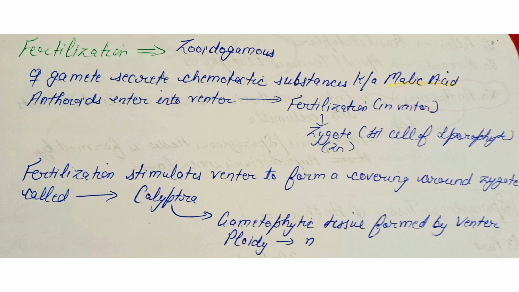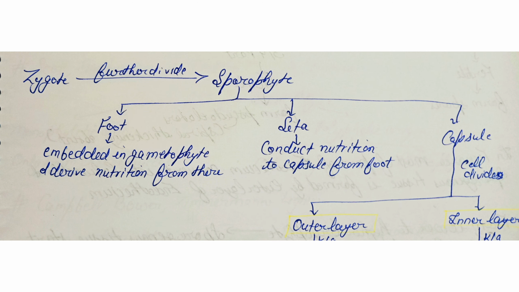This is a very important question about calyptra, as it is a gametophytic tissue which is formed by the venter. Most of the time the ploidy of the calyptra is asked, or it is asked which type of tissue is produced by venter. The zygote further divides to produce the sporophyte, which consists of foot, seta and capsule. The foot is embedded in gametophyte and derives nutrition from it. Seta helps in the conduction of nutrition from the foot to capsule.